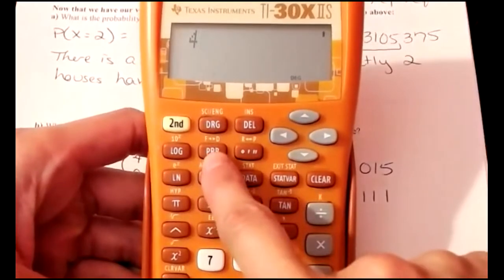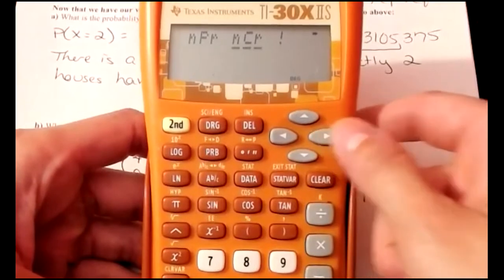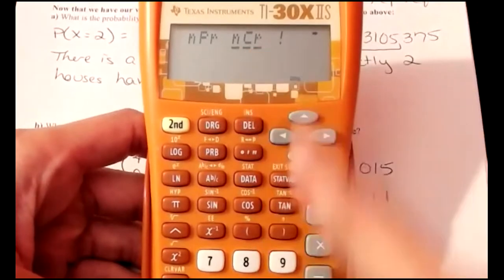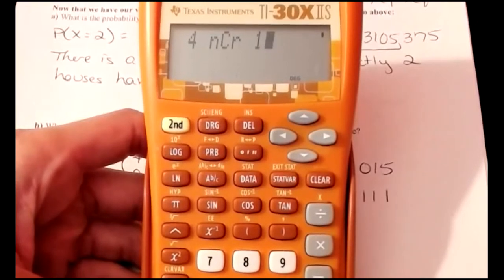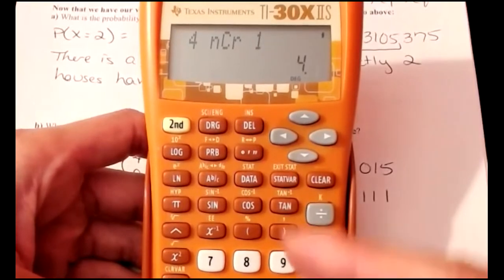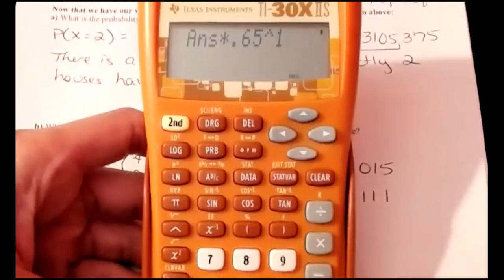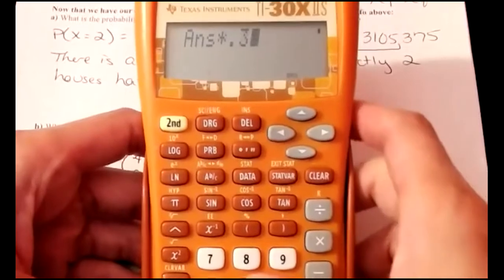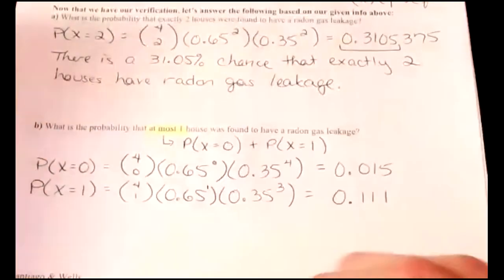Then you're going to press your PRB button on the calculator. Go over to where it says nCr because you're choosing. We're going to choose 1 this time. Press enter. After that, you just have to multiply the rest of it. So 0.65 to the 1st power, and then times 0.35 to the 3rd power. And there you have it. Okay, Donna, hopefully that helps.